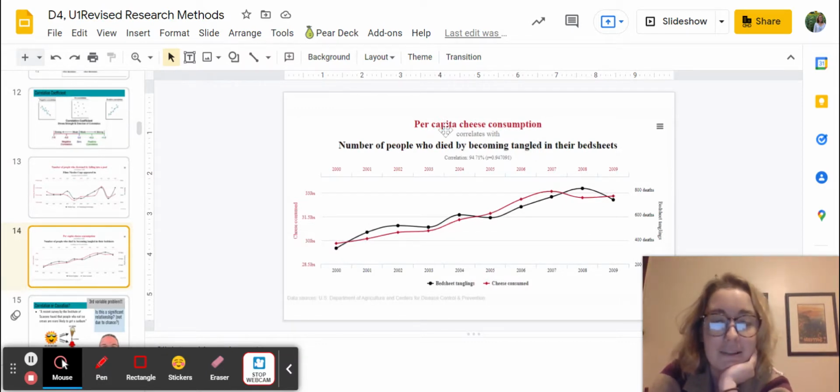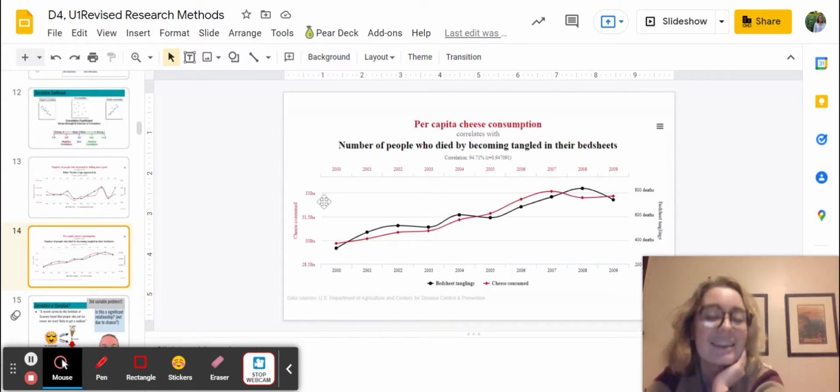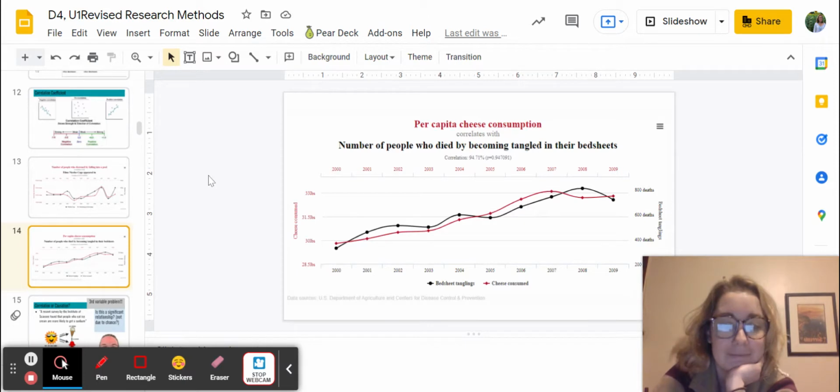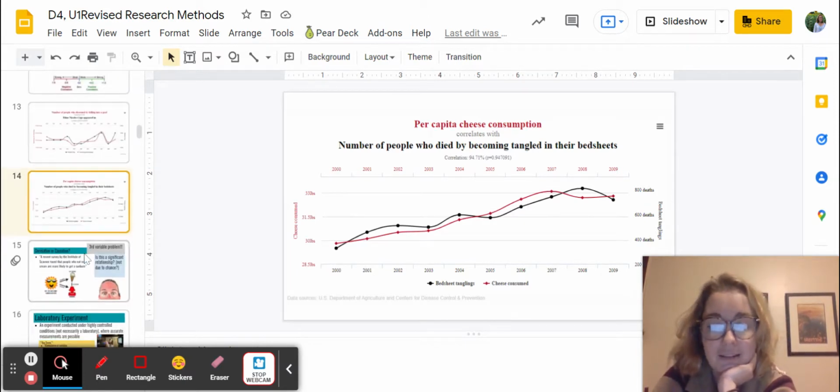Then we also have per capita cheese consumption, which correlates with the number of people who died by becoming tangled in their bed sheets. Again, these two things are positively correlated, but, right, it's not meaningful. There's probably something else causing this.